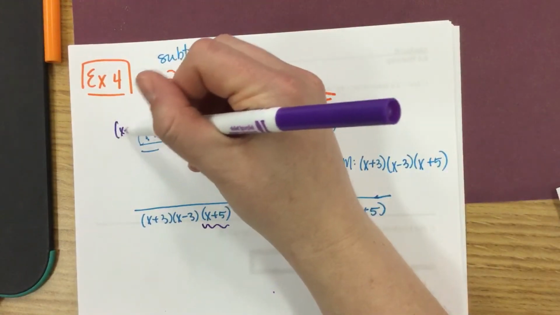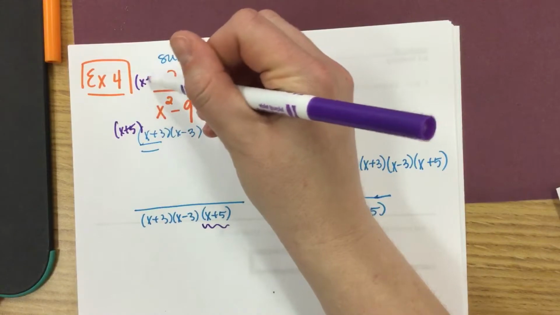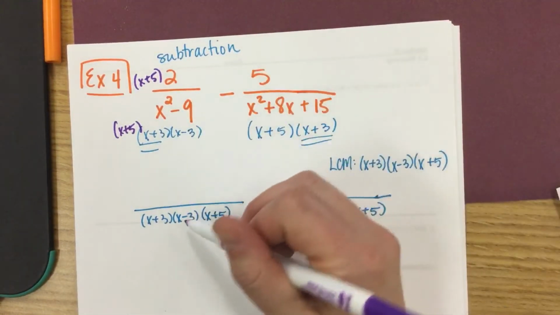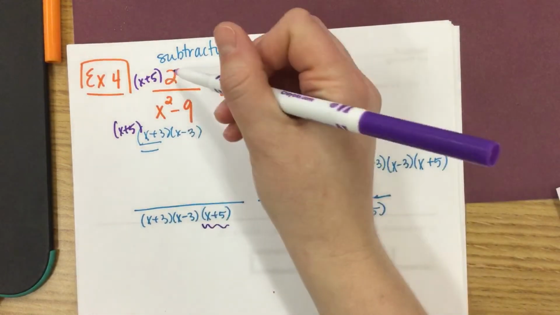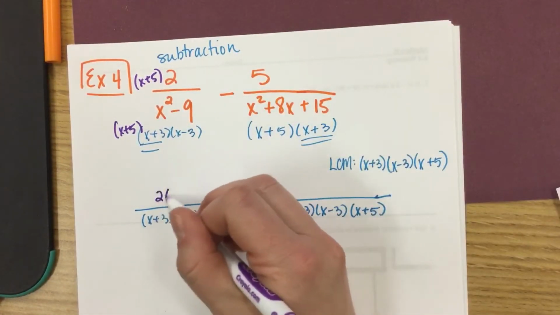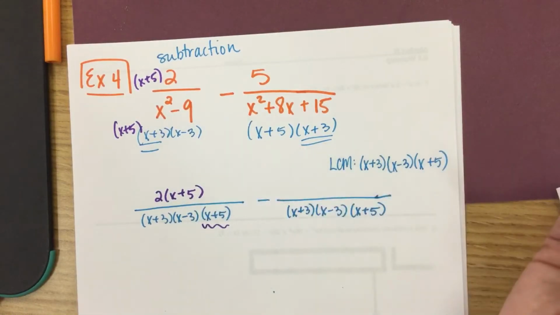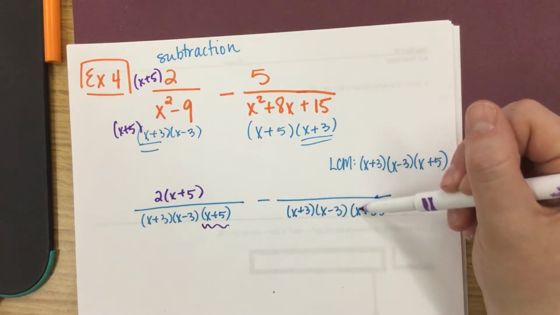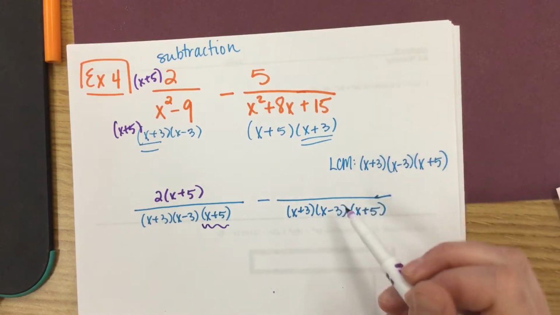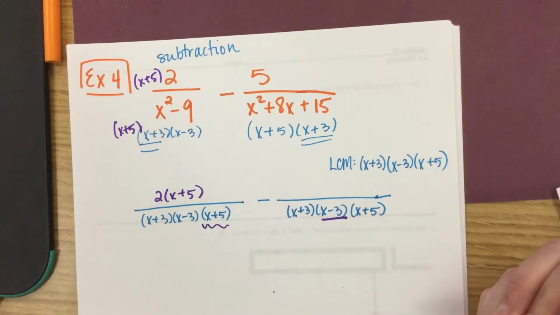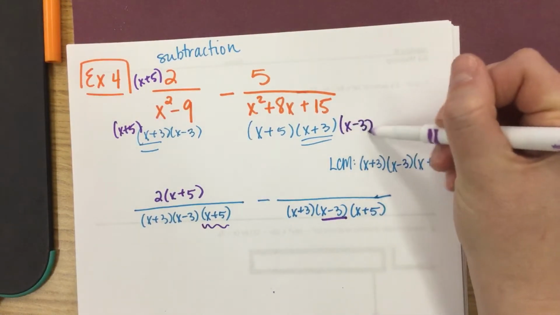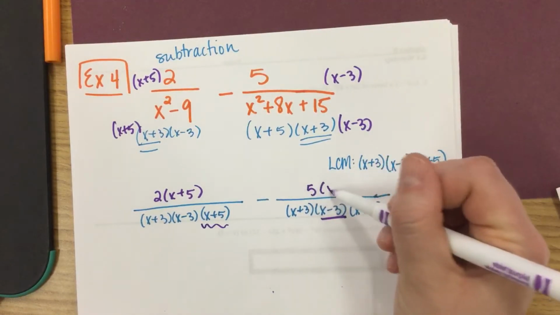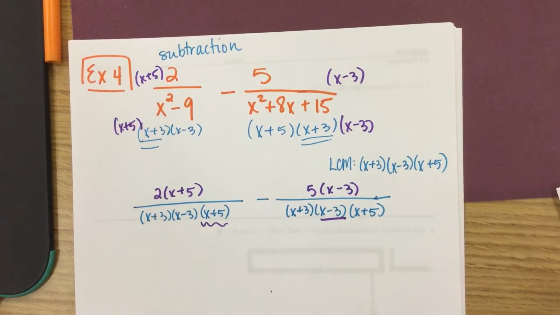So I would need to multiply my numerator and denominator by the x plus 5. Well, we've already done it for the denominator. I already have my LCM. But in my numerator now, I have 2 times x plus 5. Now, when I compare these, now I'm missing this x minus 3. So that means that I would have to multiply my numerator and denominator by x minus 3.